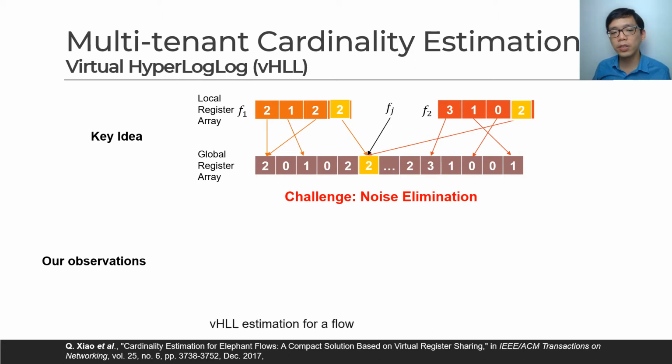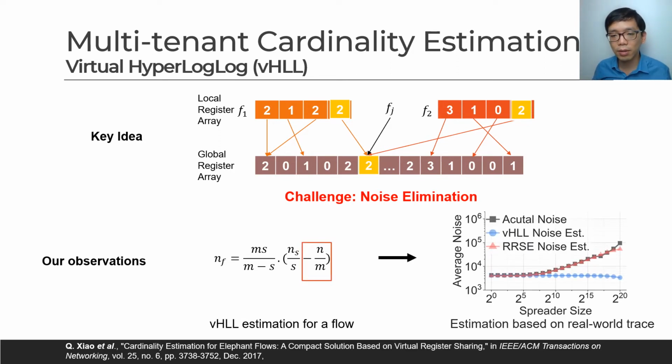From our observation, virtual HyperLogLog eliminates the noise by calculating the global noise, and the global noise will be divided, with a portion of it considered as the noise estimation. As a result, the noise calculated by the global HyperLogLog is just a constant, and it will not match the actual noise.